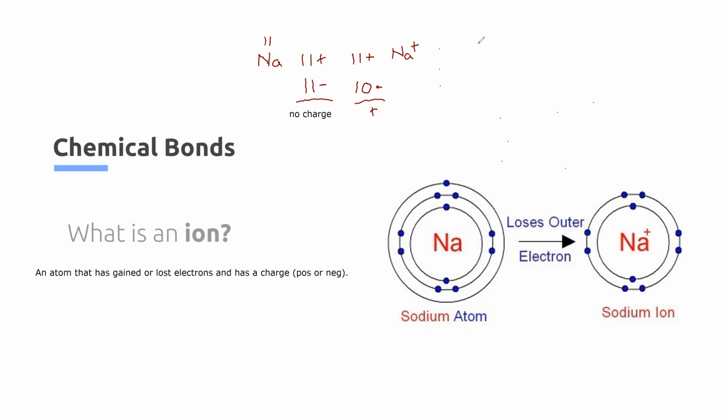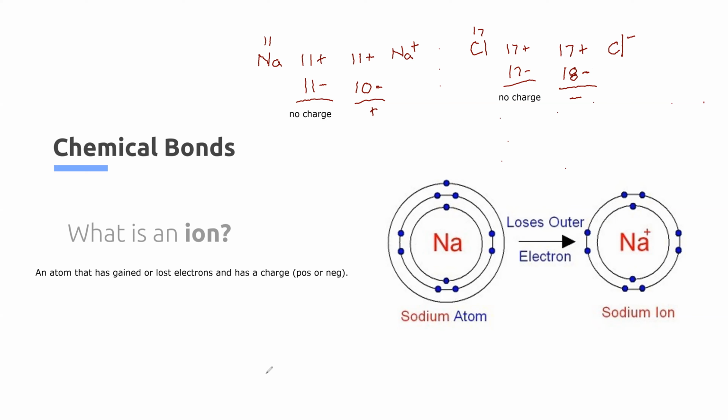Okay, now let's look at chlorine. Chlorine normally has 17 protons, so it has 17 electrons. Okay, the positive and negative charges cancel each other out. So there is no charge. But now chlorine often steals an electron from sodium. So now you have 17 plus and 18 minus, 18 electrons. So you can see here that you have an extra negative charge. So we write chlorine, now it's called a chloride ion, Cl minus.